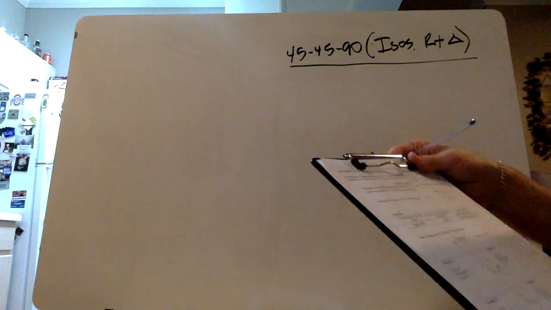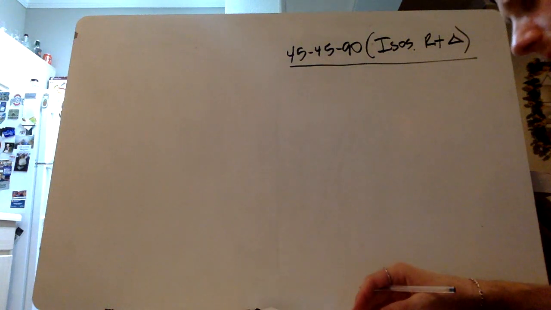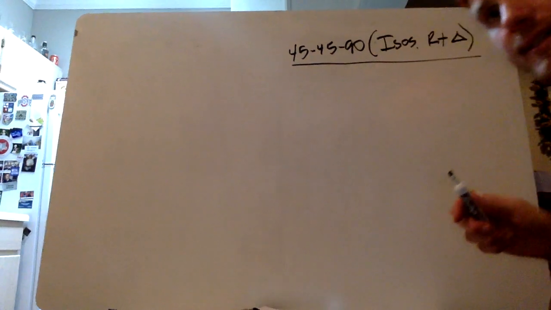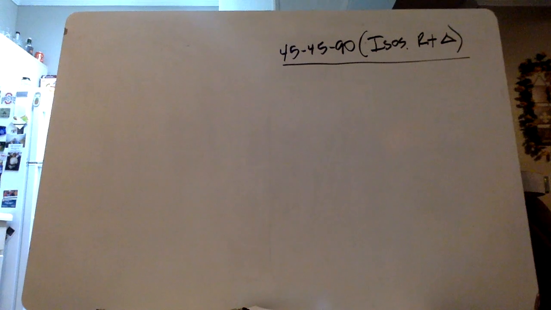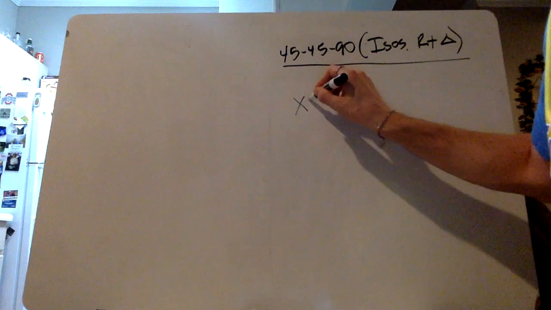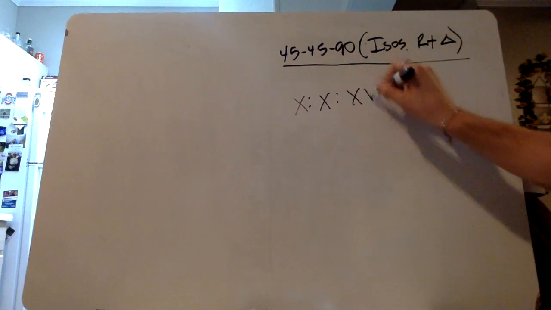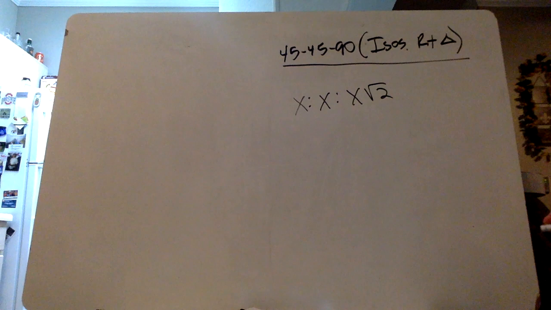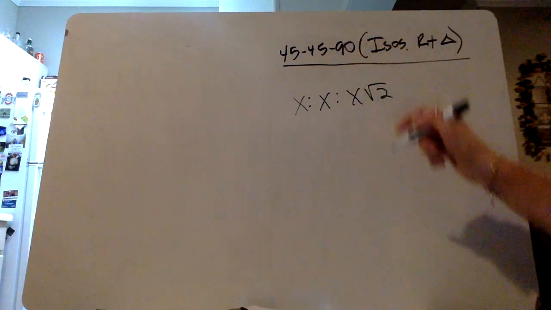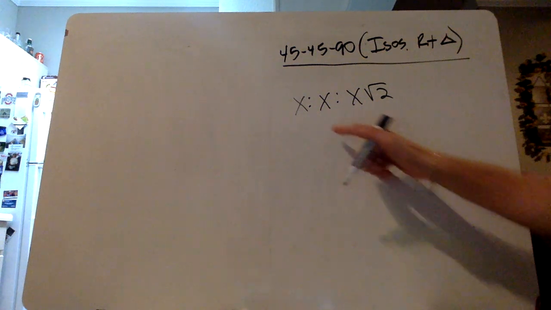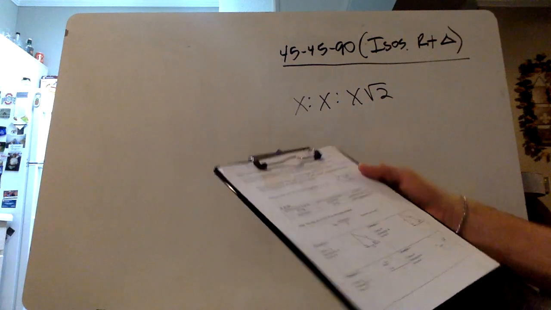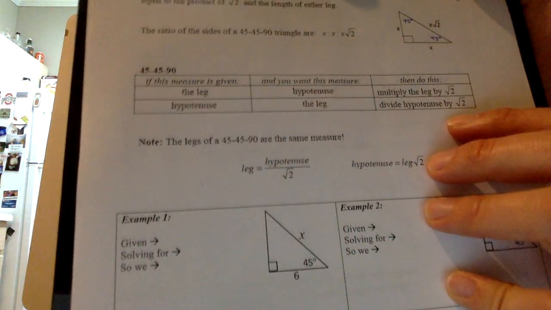For example, we have 45, 45, 90. The ratio is x, x, x square root of 2. Now this is not anything you need to actually do, but I do want to explain what this means. That is just the Pythagorean theorem of 45, 45, 90s. If I have x and x square root of 2, that is just a master ratio, and these shortcuts here, that's what you need.